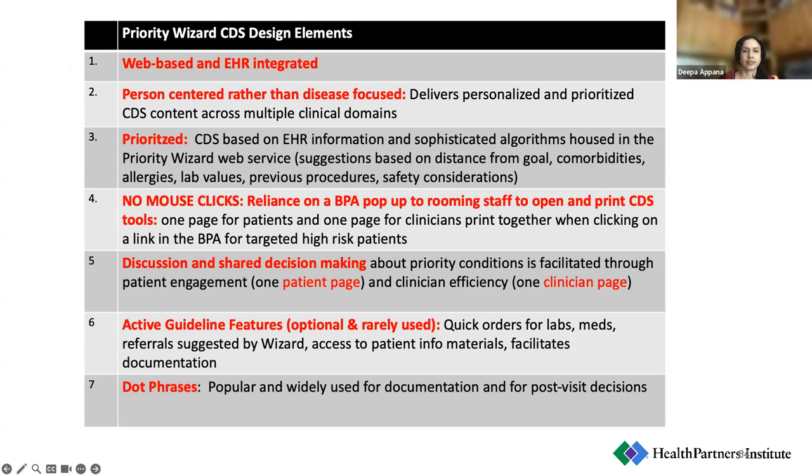That hasn't happened, even though there's evidence that decision support increases processes of care, like ordering A1Cs and lipid tests. There's very little evidence that they consistently improve glucose and lipid management or outcomes. So what you basically have is more things being ordered, but no impact on the things that dictate clinical outcomes. So I'm a little cynical about that.